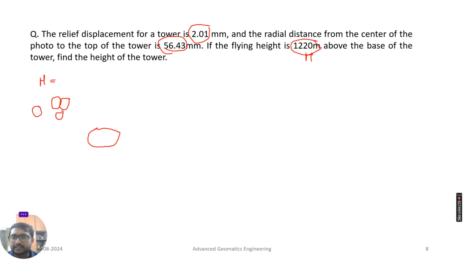Then we have the relief displacement of a tower, which is given as 2.01 mm. The radial distance and flying height are also given. So we have to use the formula of relief displacement and find the height of the object, which is h equals relief displacement times capital H divided by r. The catch here is that h represents the height from the base of the tower, not from the mean sea level. Capital H is the height from the base of the tower or base of the terrain.